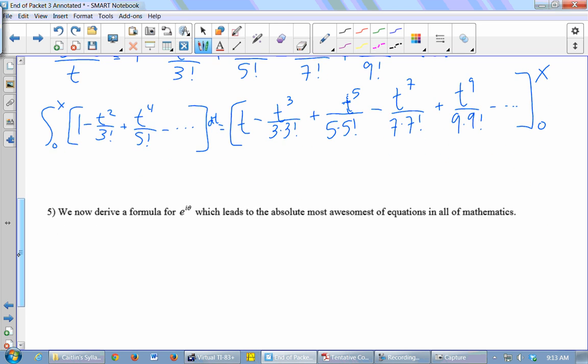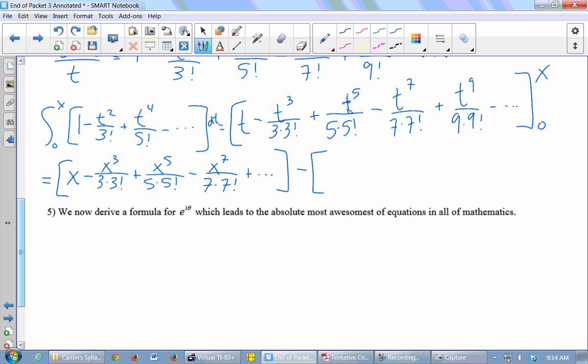So first we plug in an x. Replace all the t's with x's. So this is just a mindless task here. Okay, then I got to plug in a 0. And what do you get when you plug 0 in here? 0.